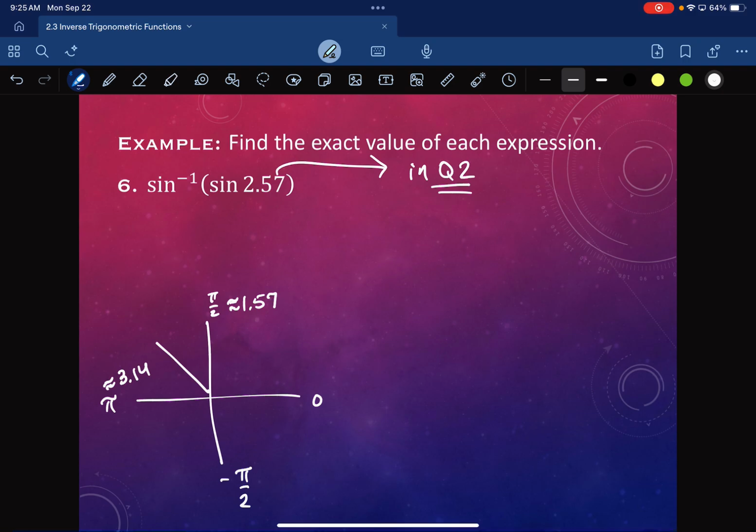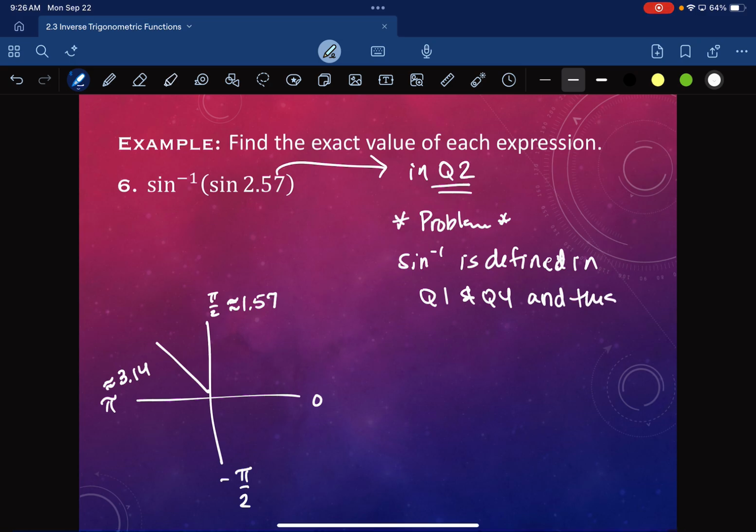Why is that a problem? I was in quadrant 2 last time and it wasn't a problem. Exactly. It's supposed to be in quadrants 1 and 4 for sine, right? So put an asterisk, a star, on this. This is a problem. The reason is because inverse sine is defined in quadrants 1 and 4. And this is in quadrant 2, not 3, 2.